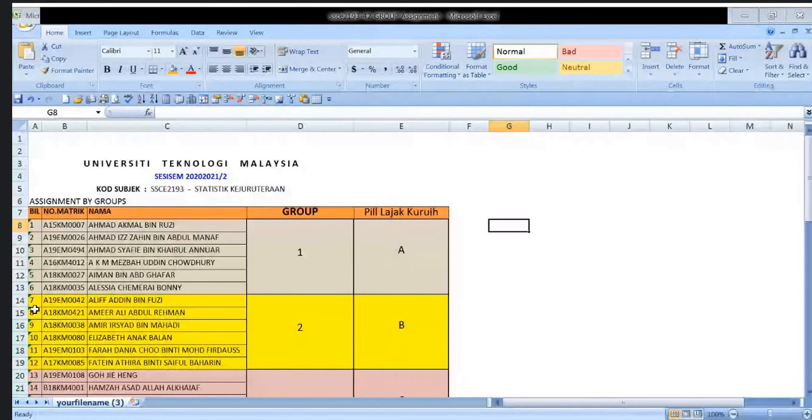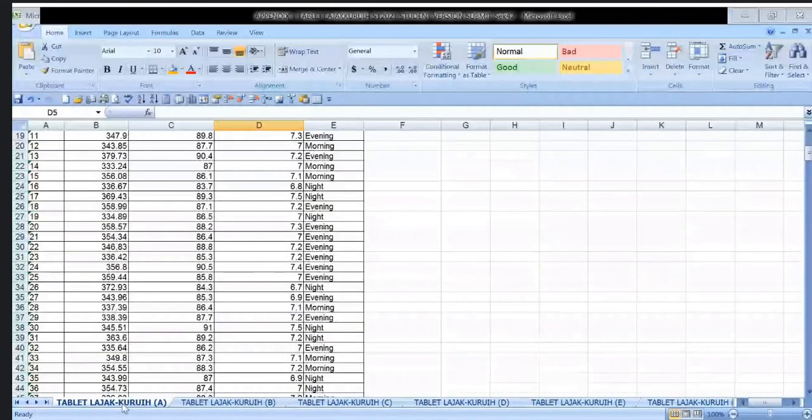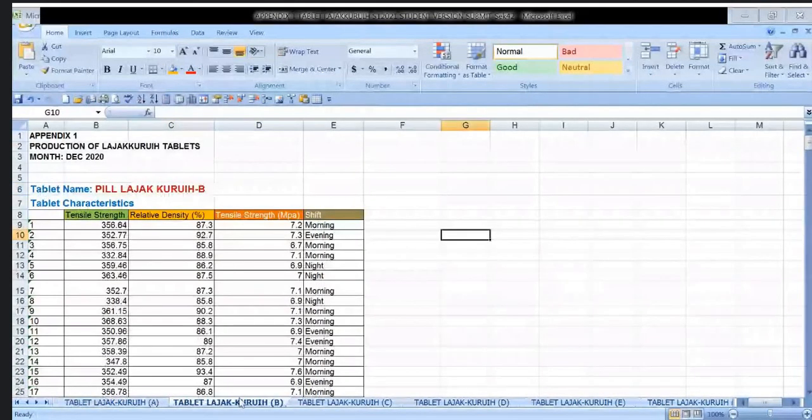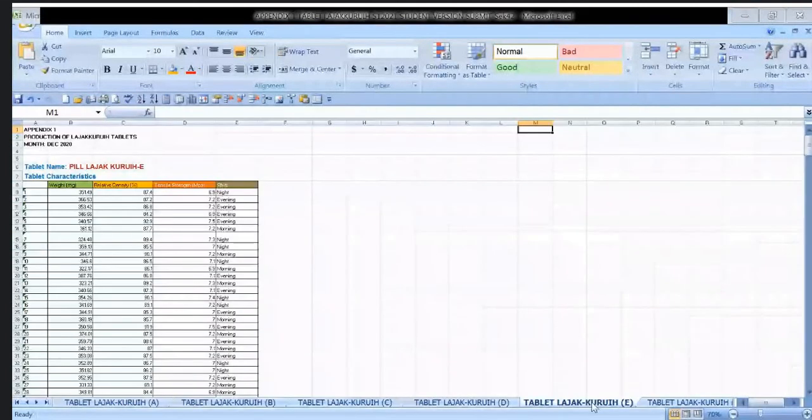Okay, the question is this one, and the data is like this. If you are group 1, group A, this is the data for A. If you are group B, group 2, the data is B. You just take this data. If you are group E, you can just choose the data E. After that, I will give you the questionnaire in WhatsApp.